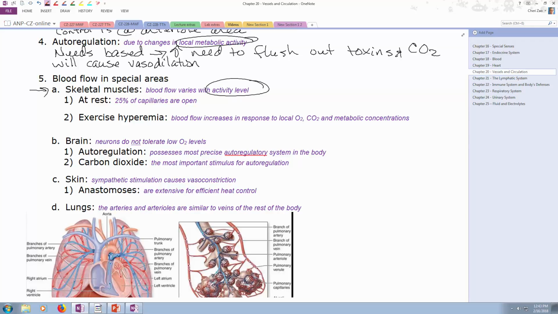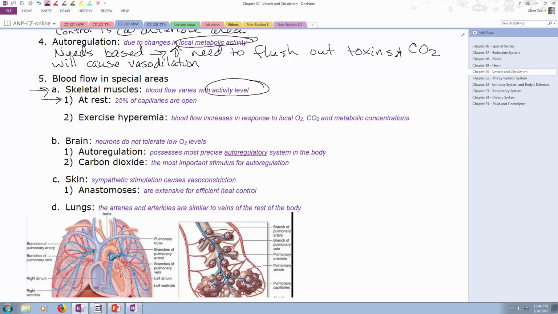What's fascinating, and what was part of the information, at rest, only 25% of the capillary beds feeding your muscles are open at any one time. So that means only a fourth of the muscle is getting adequate perfusion. And that means 3/4 of the muscle is not. And that 3/4 of the muscle that is not is starting to increase in their toxins and carbon dioxide levels, yes?